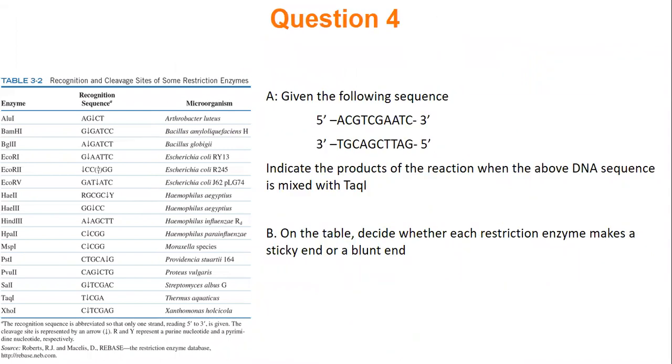So here I have a sequence for you. And I want you to figure out with this sequence, if I mix it with TAC1, what would be my new products? And then once you have that, just go through this table and see if you understand which enzymes would make a sticky end and which one will make a blunt end. So I'll give people a few minutes to work through this. As always, let me know if you have questions.